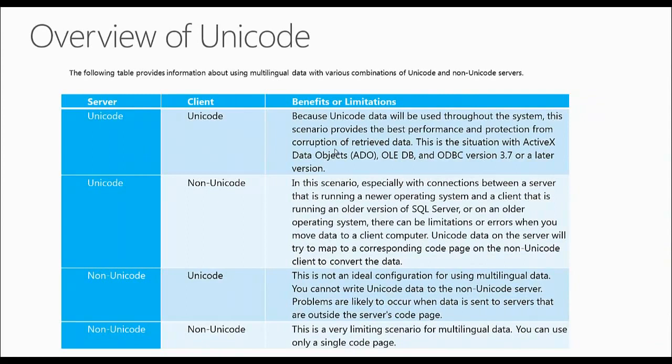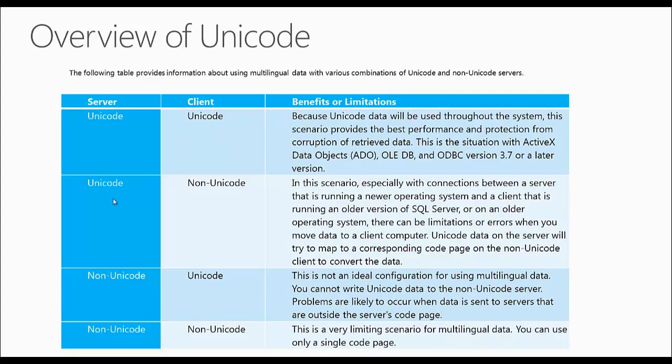There are different scenarios between client and server when they have different character sets and different configurations. This table covers the different scenarios and how this works in different ways. When the server is Unicode enabled and the client is Unicode enabled, this is the best possible scenario, and it provides the best performance and protection from corruption of retrieved data. And this is the situation with ActiveX Data Objects, ADO, and OLEDB, ODBC version or later versions.